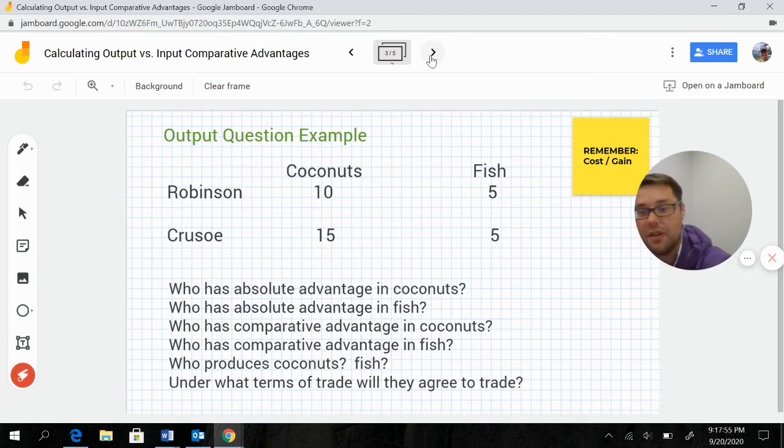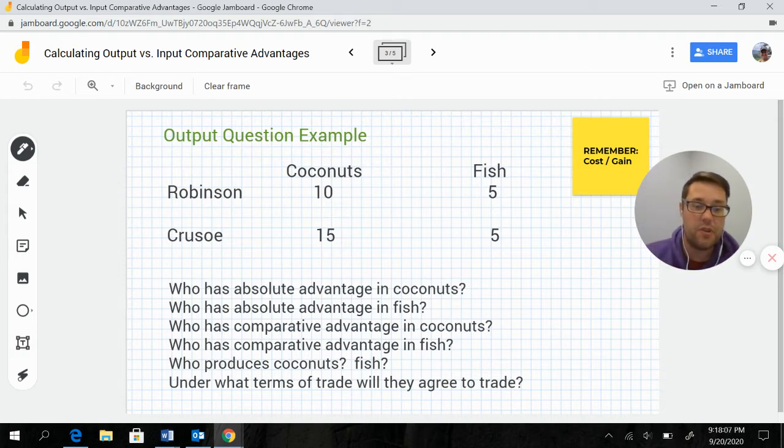All right, so I've got a quick example we can go through here. This is an output question. Again, this is the more common type. In any of these types of questions, you may be given the table, or you may be told these values in word form and have to make the table. But remember cost per gain, right? So this is telling us a number of coconuts and a number of fish in a given day of labor. This is the maximum they can get. So we know that's an output question.